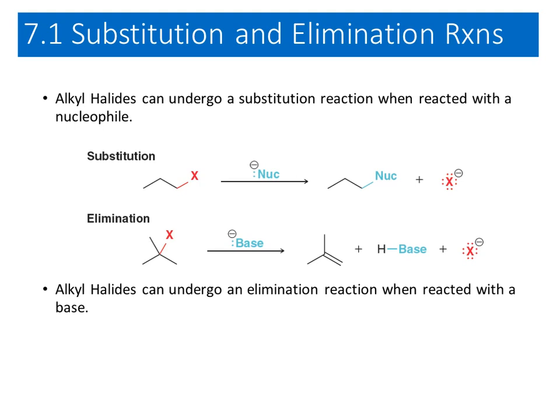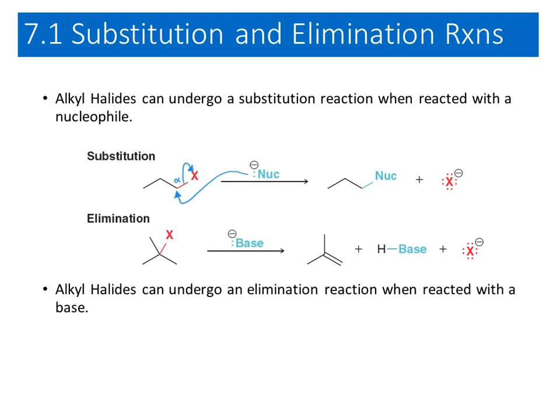A general comparison between the substitution and elimination reaction is shown here. So in substitution reaction, we are basically substituting a leaving group with another group which we call nucleophile. So a nucleophile attacks the alpha carbon, leaving group leaves to form the product. So basically in the product, the leaving group is substituted with the nucleophile.